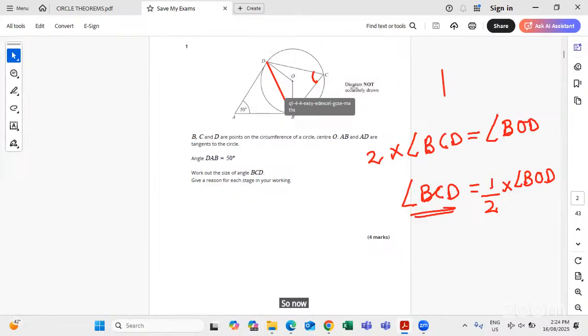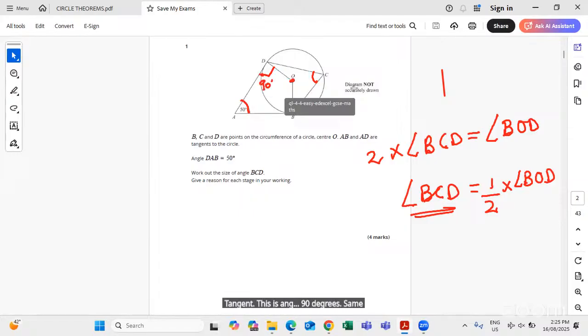So now how can I find out this angle? Another thing starts over here. This angle is given as 50, and this is the radius, this point and this point. Whatever information is given, you have to use it. So this angle will be how much? If I consider this angle, this one is the radius and this one is the tangent. This is 90 degrees.